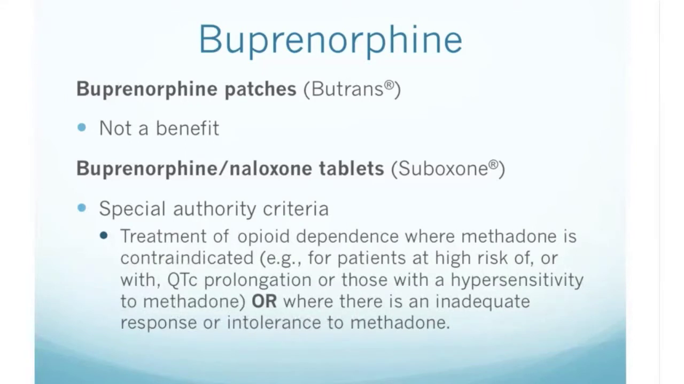And for treatment of opioid dependence, the patient would have to try methadone, or if methadone is contraindicated, for example, if the patient is at high risk of QTc prolongation, which is a cardiac condition, or for those who have hypersensitivity to methadone, or if you've tried the methadone and have not responded to methadone.